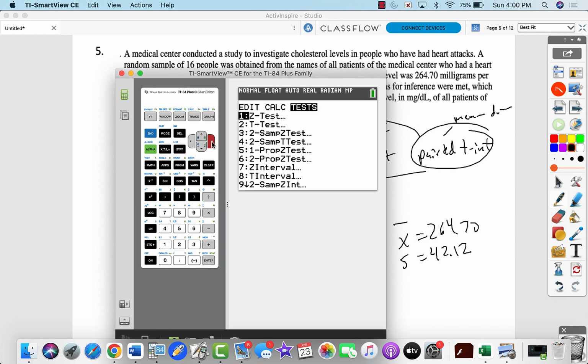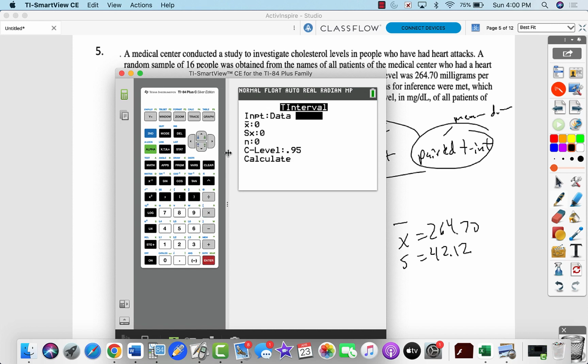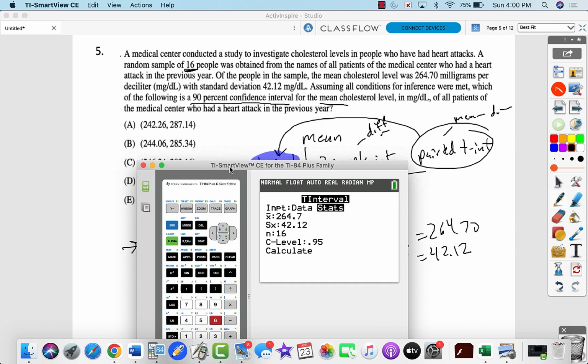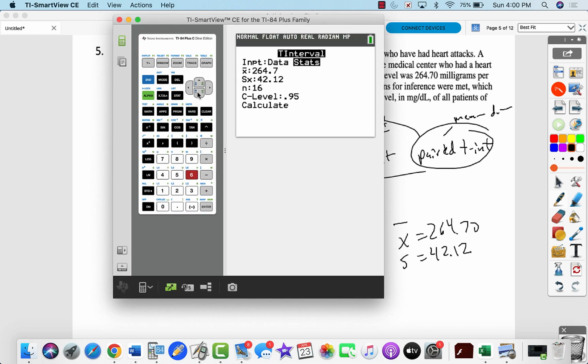Okay, over here to test, t-interval, number 8. Now we need to know the average. They didn't give me the data, so it'll be 264.70 and 42.12. That's the standard deviation. They picked 16 people. Let me just double check my confidence level. I think it was 90, so 0.9. Let the calculator do the work.